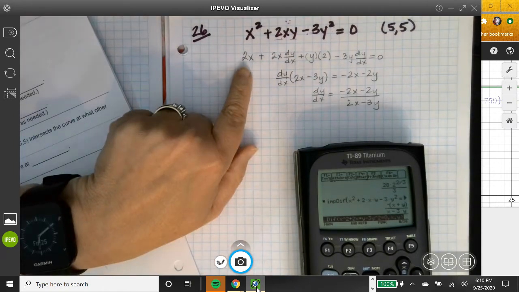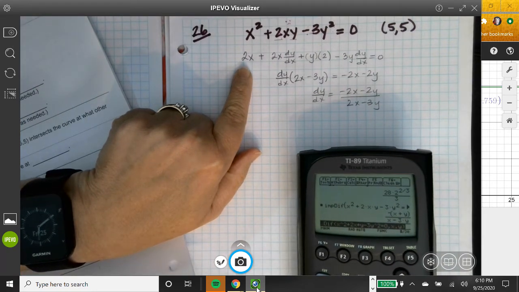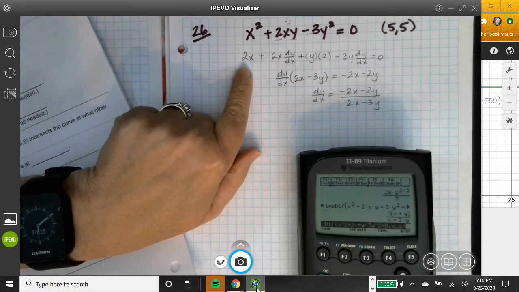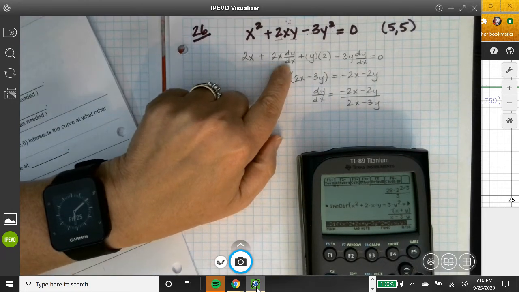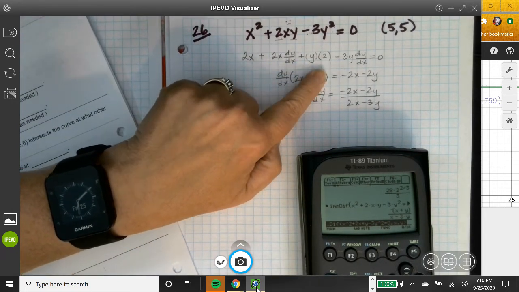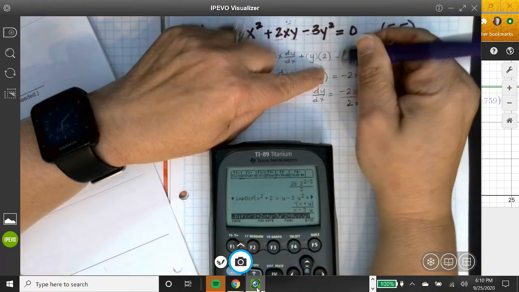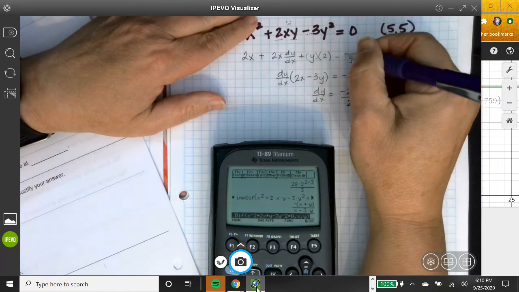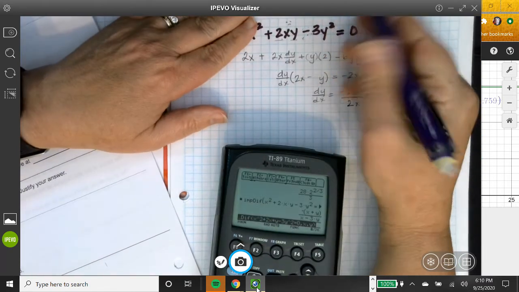Let's see what I did. This is 2x. First d second plus second d first. Oh, you know what? I can't multiply. You guys are like, Mrs. Muller, you forgot to multiply. That's 6 here, isn't it? Duh.